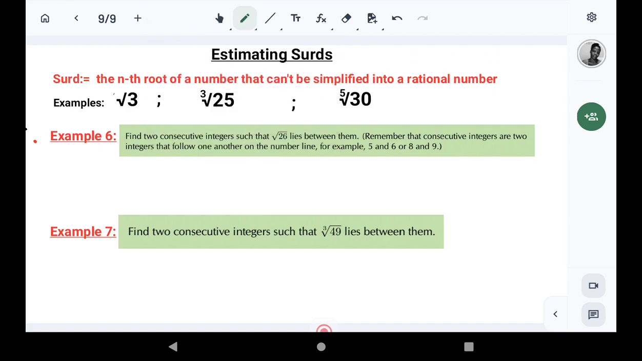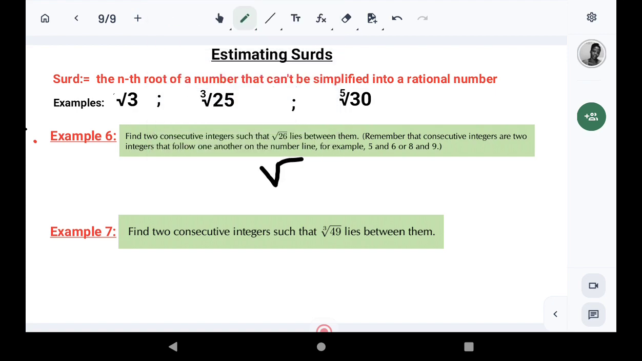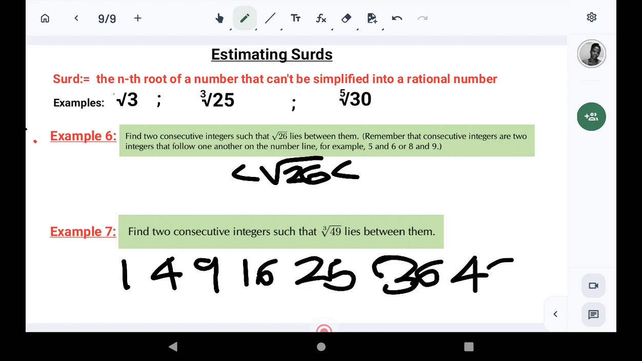So what you do in cases like this is you write what you need to find, or to define, right in the middle. You want to see where the square root of 26 lies. All right. So now you list your squares. 1 squared is 1, 2 squared is 4, 3 squared is 9, 4 squared is 16, 5 squared is 25, 6 squared is 36, 7 squared is 49, and so on and so forth.